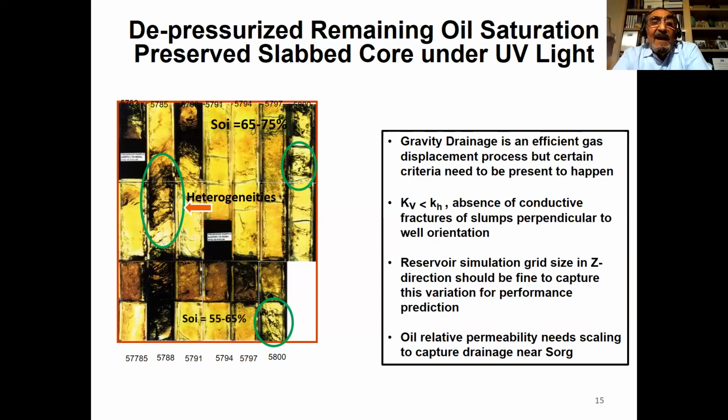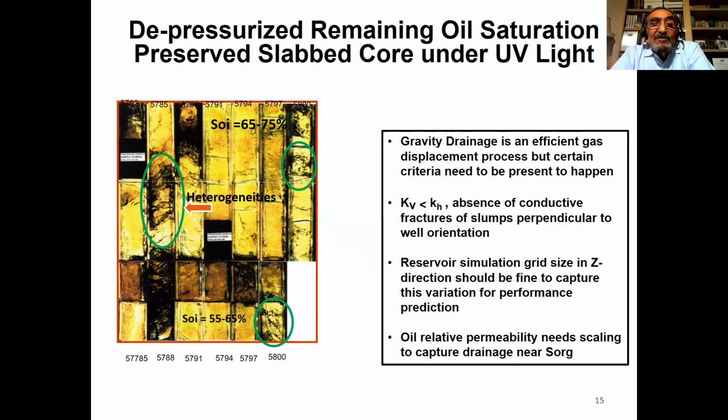This is further down. This is the original oil, where 60 to 75% oil is left in here, SOI. And there are zones that you see, like at 5786, there is a lot of heterogeneities. 5800, 5801, there is a lot. At 5800, you could see there is a lot of remaining oil saturation.